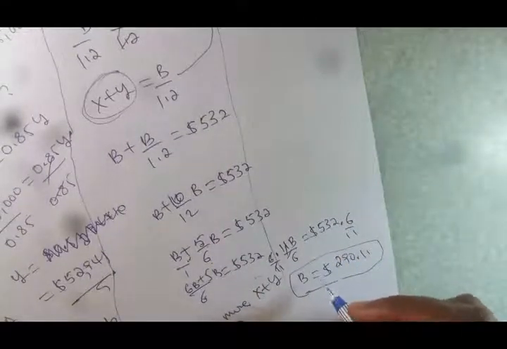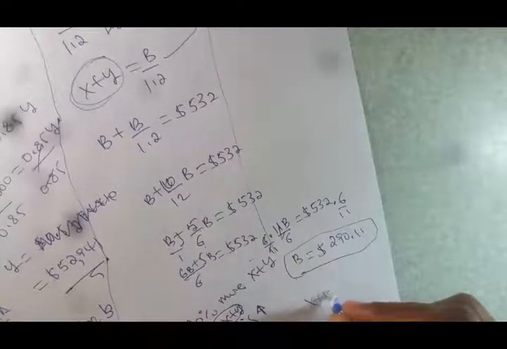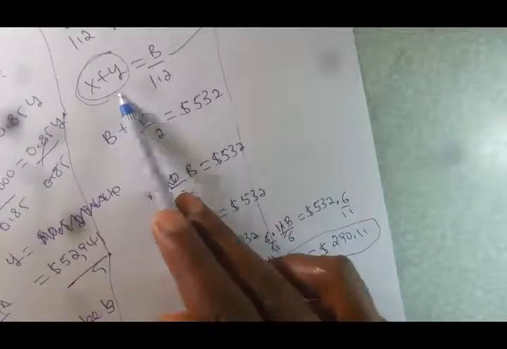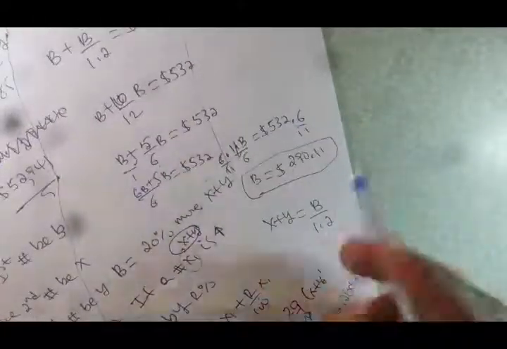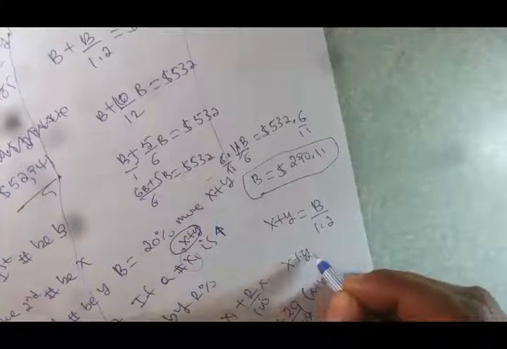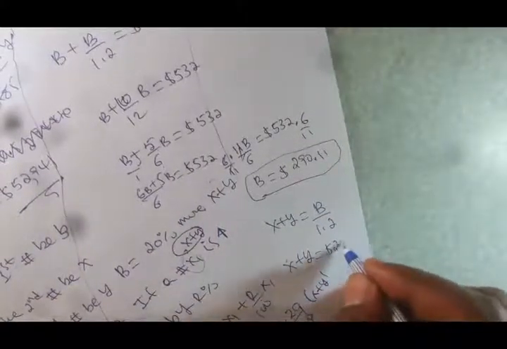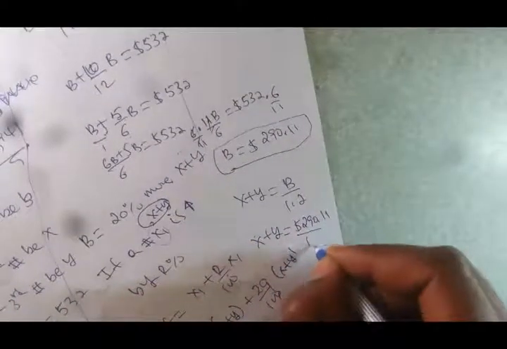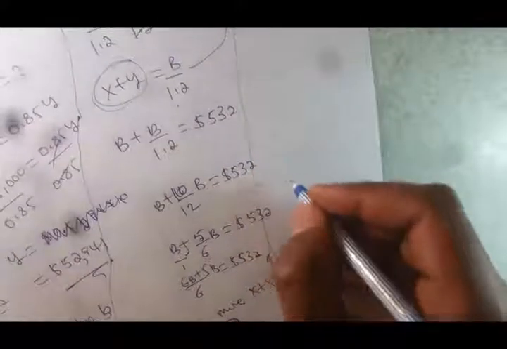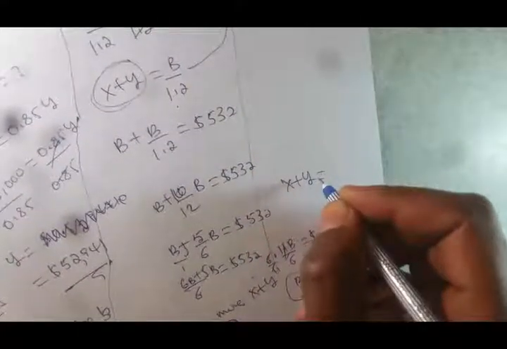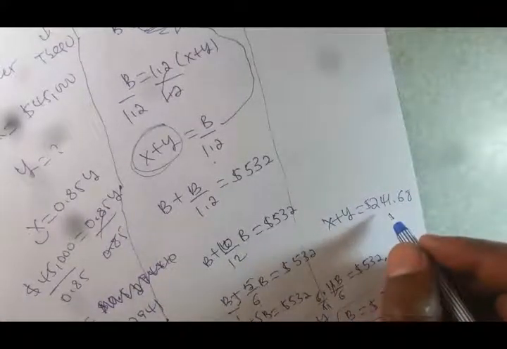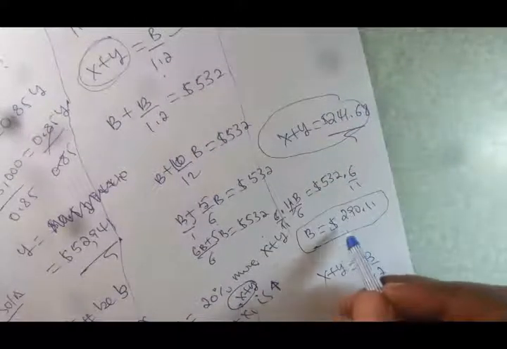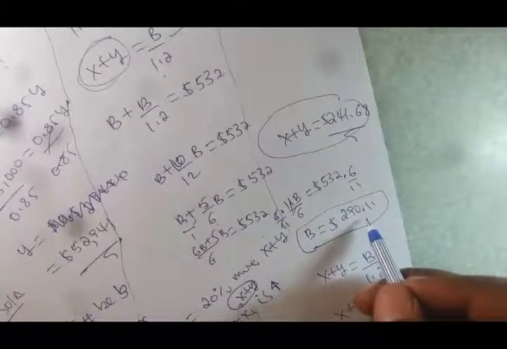And we are also asked to find the value of x plus y. We know that x plus y is equal to b over 1.2. We already found this. So x plus y is equal to $219.11 divided by 1.2, which is $241.68. This is the value of x plus y, and the value of b is already found, 219.11.